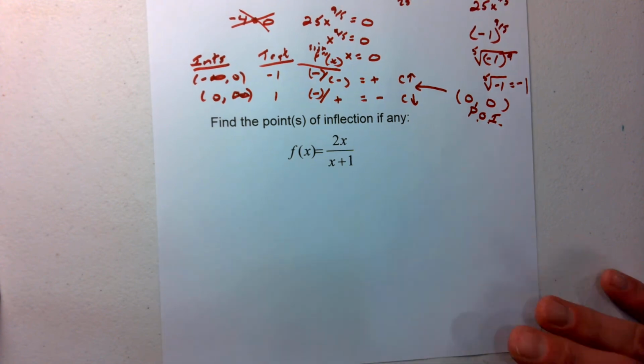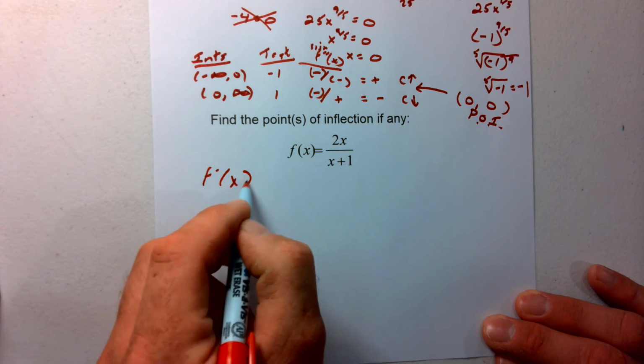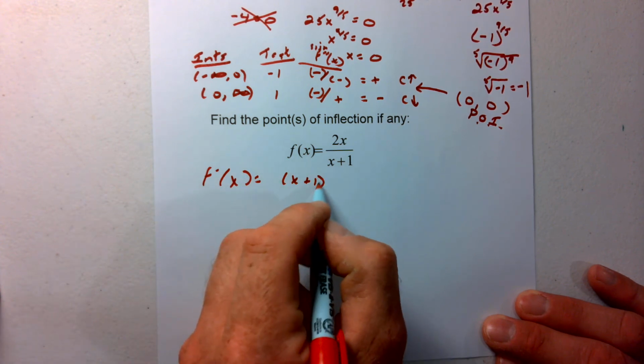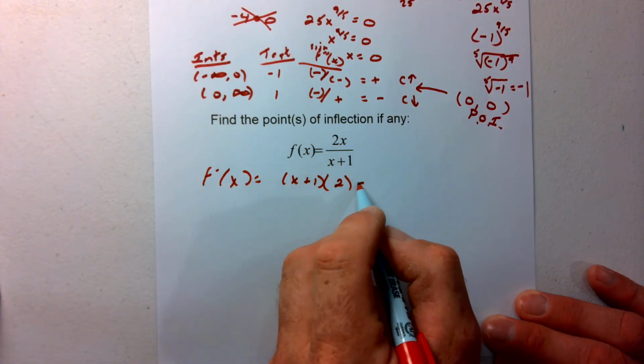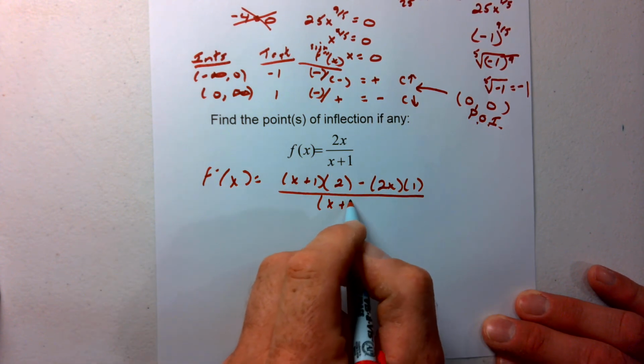Last but not least, we have our rational. Again, we're going to find our second derivative. So we're going to start with our first derivative. And we have a quotient rule. So I have low d high less high d low. Draw the line. Denominator squared we go.